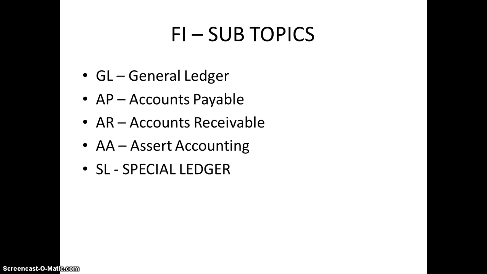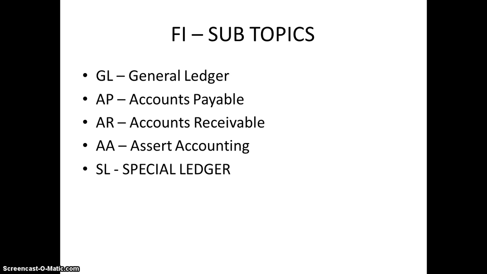GL means general ledger, AP means accounts payable, AR stands for accounts receivable, AA is for asset accounting, and SL is special ledger. Any transactions that happen will be maintained in the general ledger. Other than the general ledger, we will also have sub ledgers which we are going to maintain. If an accounts payable transaction happens, it's a sub ledger, and if an accounts receivable document is created, it's also a sub ledger. But the actual general ledger is what will be visible in the external reporting.